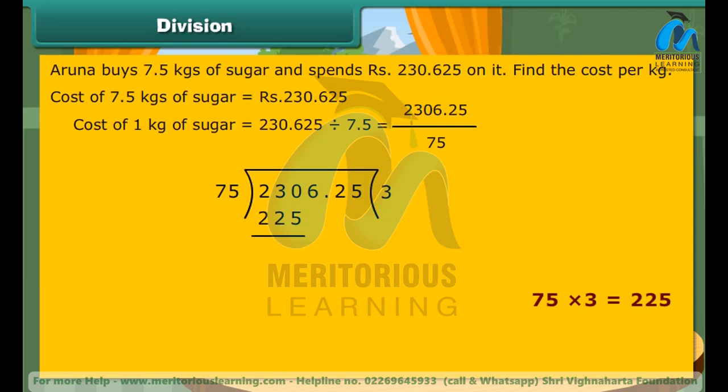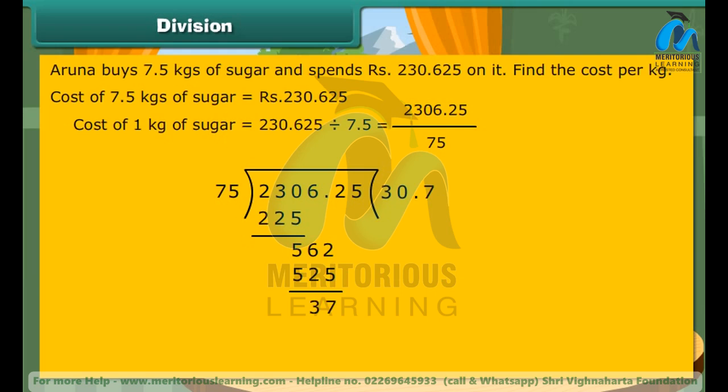Subtract and write the difference 5 below. Bring 6 down. The new number formed is 56. 56 cannot hold 75. So write 0 to the right of 3. Bring 2 also down. Since 2 appears after the decimal point, place a decimal point to the right of 0. The new number 562 holds 7 times 75. That is 525. Subtract and write the difference.